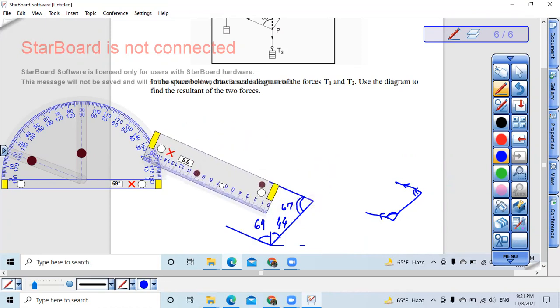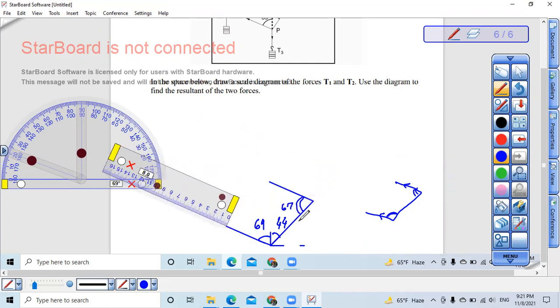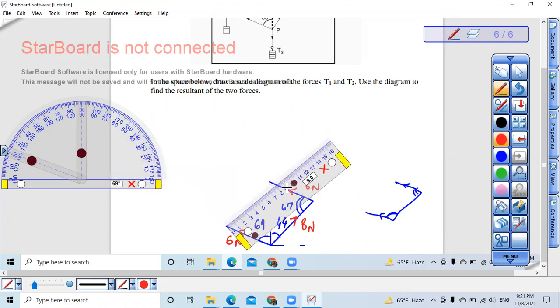And I will redraw the other force of 8 Newton. So here we have 8 Newton. Don't forget to label 8 Newton. And here we have 6 Newton. Okay, so this is the 6 Newton again. I'll use the protractor to find the same angle, and I'll draw 8 centimeters, and you will see that they intersect at the same point. Okay, this is my 8 centimeters.